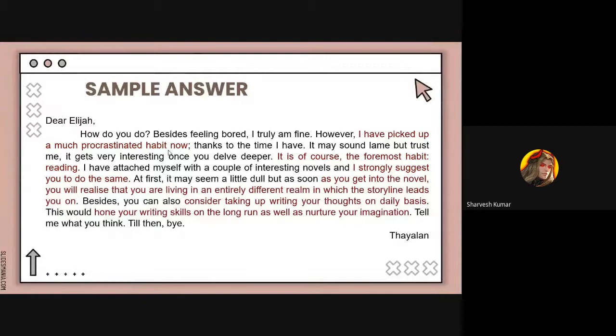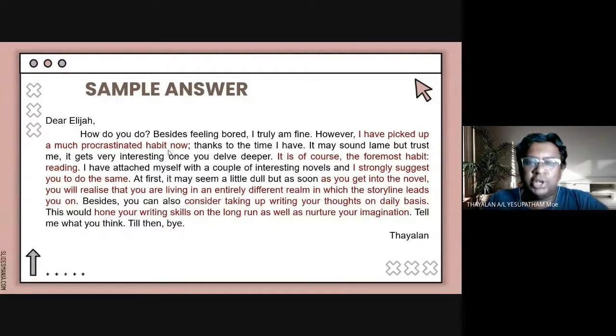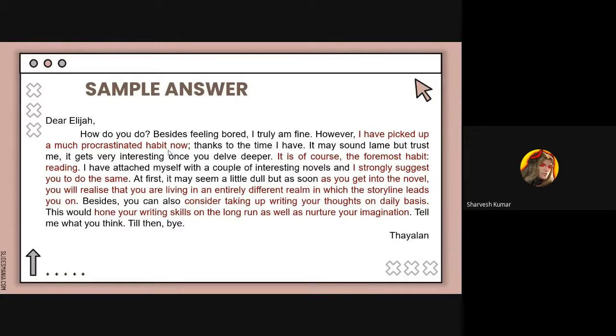Besides, you can also consider taking up writing your thoughts on a daily basis. Now suggestion number two, taking up writing your thoughts on a daily basis. Very good. Now continue. This will hone your writing skills in the long run as well as nurture your imagination.